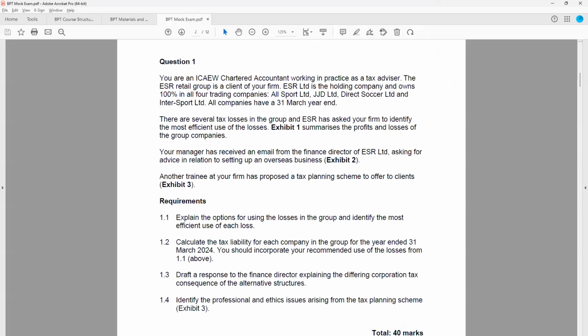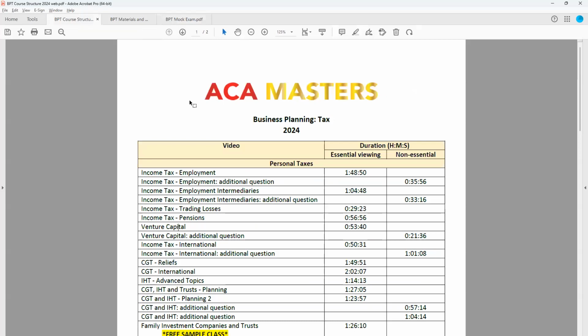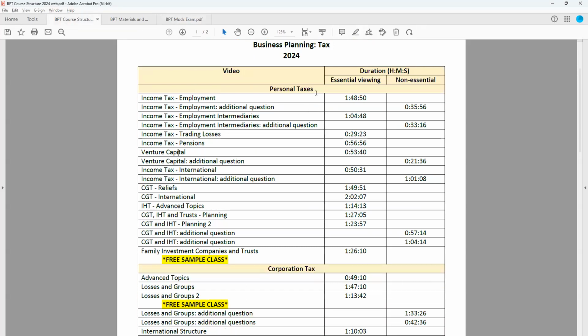So the way I suggest you break it down is firstly by tax. So first of all, personal taxes. Break it down into income tax, CGT and IHT, and then break it down into those individual topics. Like income tax, break it down into employment, into self-employment, and then the niche areas like pensions and international aspects. And you can do the same with all of the main areas.